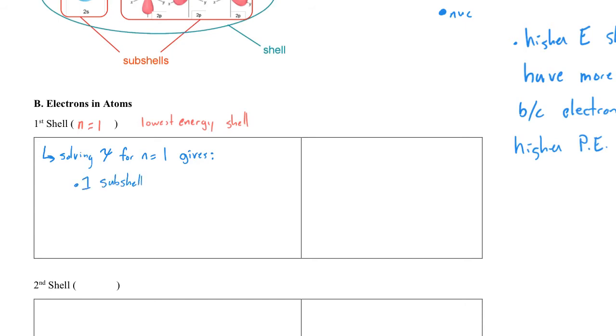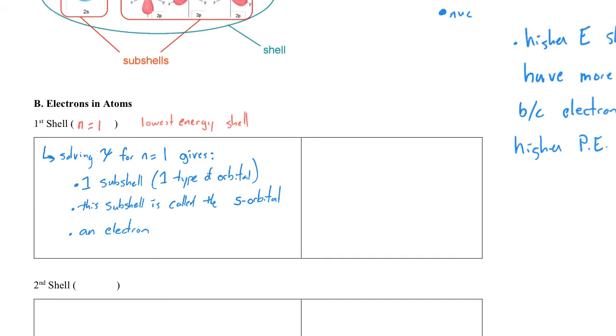And for that reason, there's actually only one possibility for this electron, or one subshell. And we also call this subshell a type of orbital. So we only have one type of orbital here at n is equal to 1. And we give it a name, this subshell or this type of orbital. It's called an s orbital. Okay, so this subshell is called the s orbital. Now, we're going to talk about what that means in a minute. But an electron in n is equal to 1 can really only be in this 1s orbital.